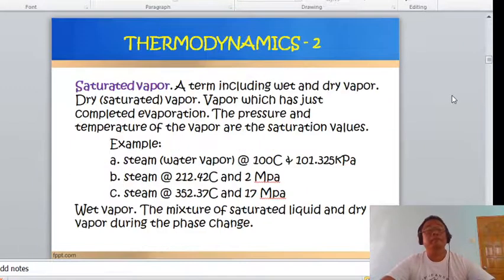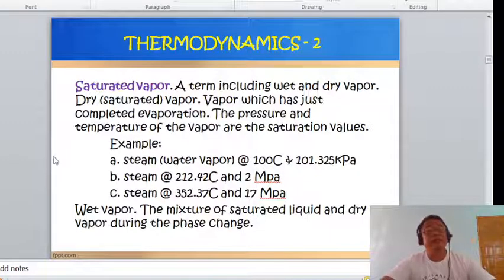Okay? So, another class is saturated vapor. A term including wet and dry vapor. Dry saturated vapor is vapor which has just completed evaporation. Okay? So, the pressure and temperature of the vapor are the saturation values. Okay, example: steam or water vapor at 100 and 101.325. Okay, steam at 212.42 and 2 megapascals. And so on and so forth.